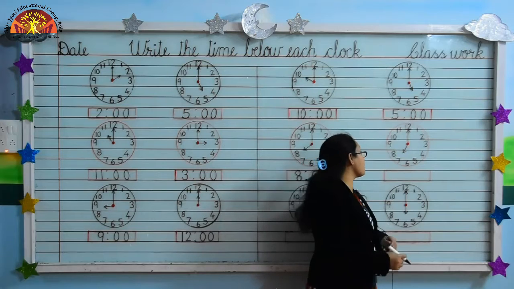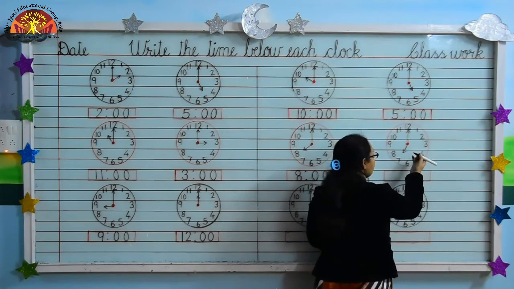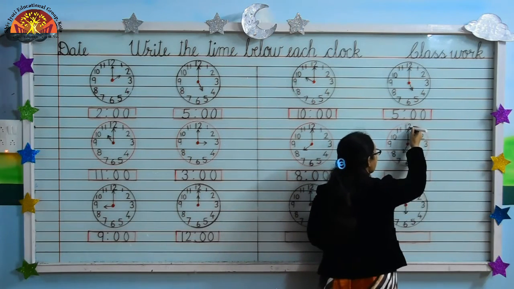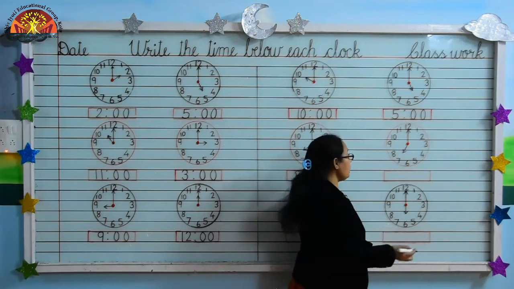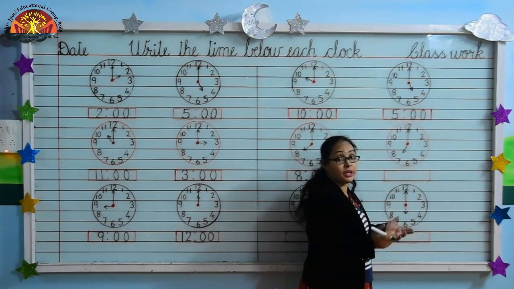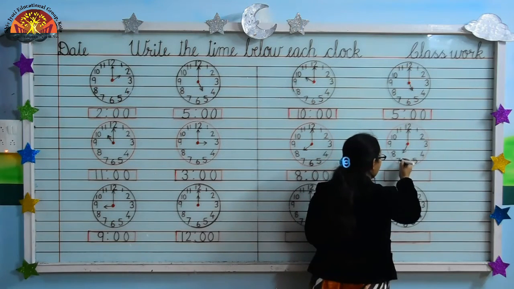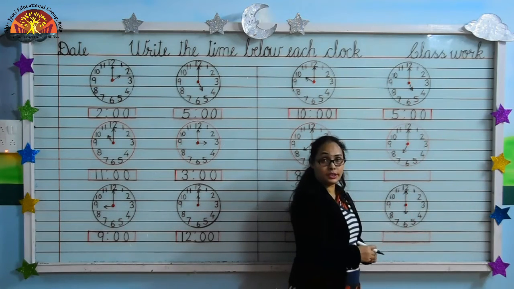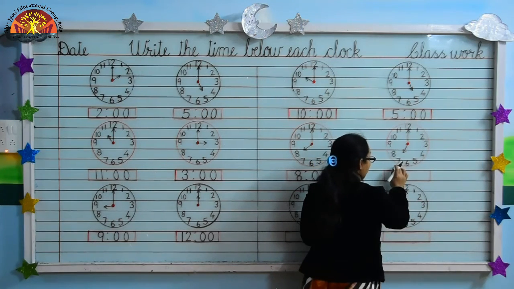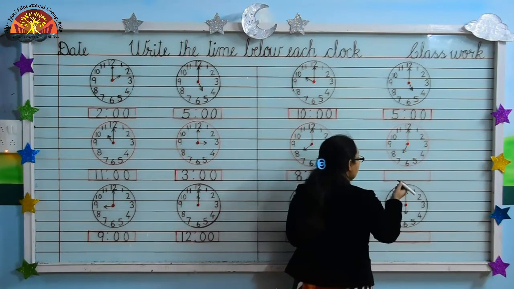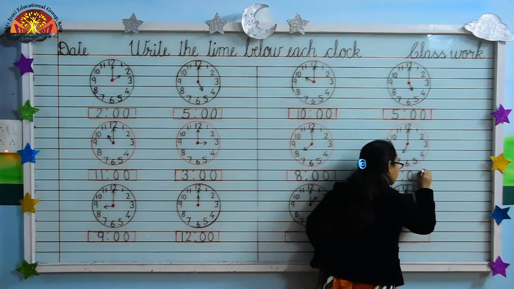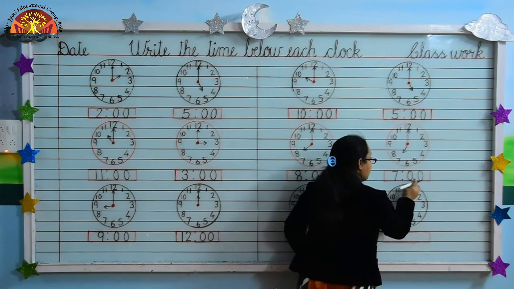Move to next. Kids, now where is the long hand? Yes, the long hand is at 12. Kids, now you tell me, where is the short hand? Very good, kids. The short hand is at 7. What time is the clock showing here? Yes, the clock is showing 7 o'clock. Now we will write 7 colon 0 0. We read it as 7 o'clock.